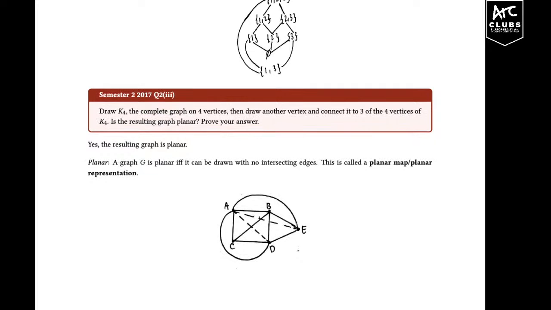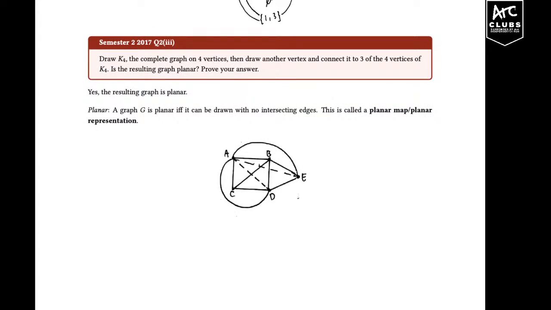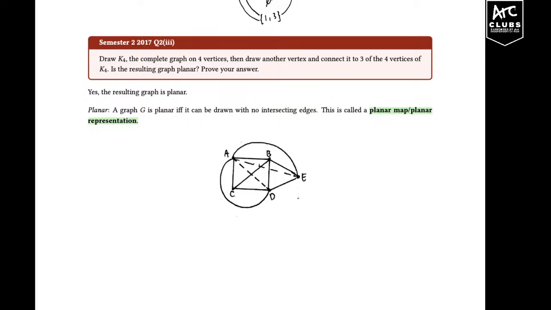Okay, so more on planar graphs. This question here says to draw K4, which is your complete graph on 4 vertices, and then add another vertex and connect it to 3 of the vertices in K4. Is this graph planar? Prove your answer. Again, very simple. Yes, the graph is planar, and the reason for that is because you can just redraw the edges such that they aren't intersecting, right? And this is where I have the definition of a planar graph. Again, no intersecting edges, and this here is what we call a planar map or a planar representation.